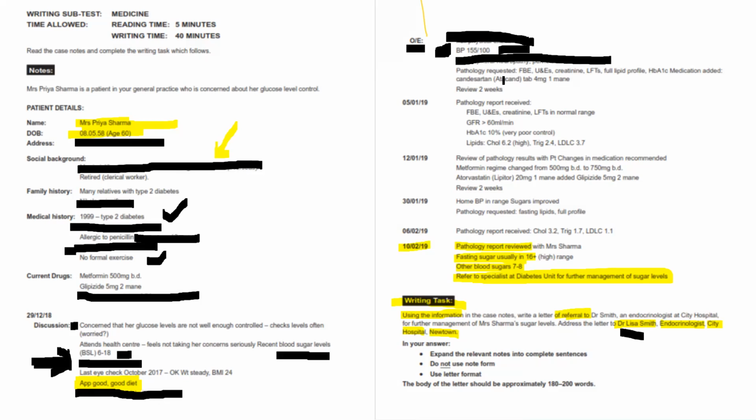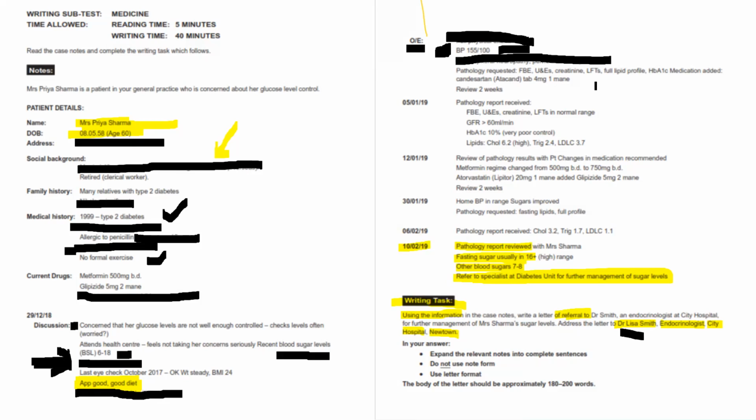Okay. Pathology requested. Full blood exam, urea and electrolytes, creatinine, liver function tests, full lipid profile, glycated hemoglobin, medication added like candesartan, and the review after 2 weeks. Labs in general, it is not important to mention. Medication added, it is important to mention. Yes, but review after 2 weeks.